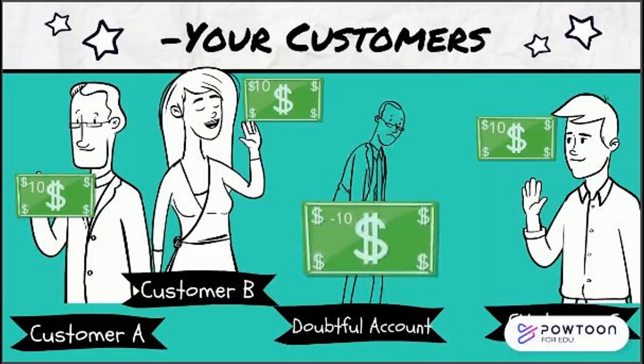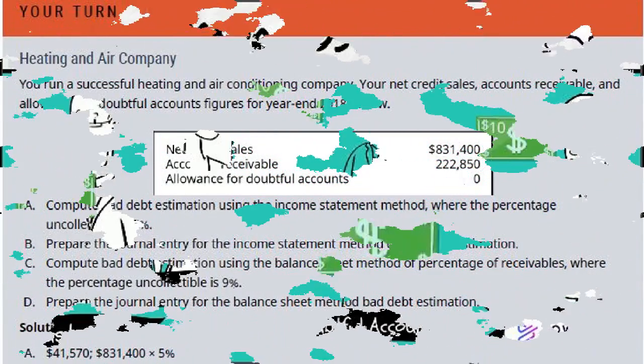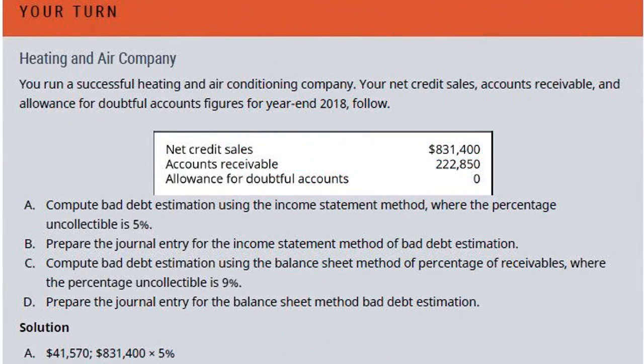Now, if you go to textbook chapter 9, section 9.2, the allowance for doubtful accounts, and go down to that Your Turn problem. There are actually different Your Turn problems in this chapter. The one that we want here is called Heating and Air Company.